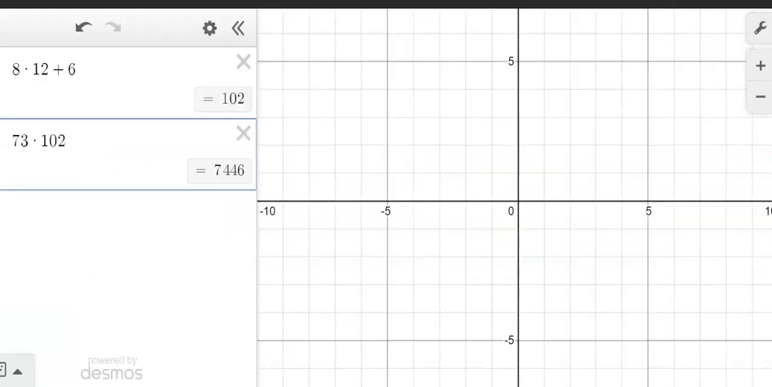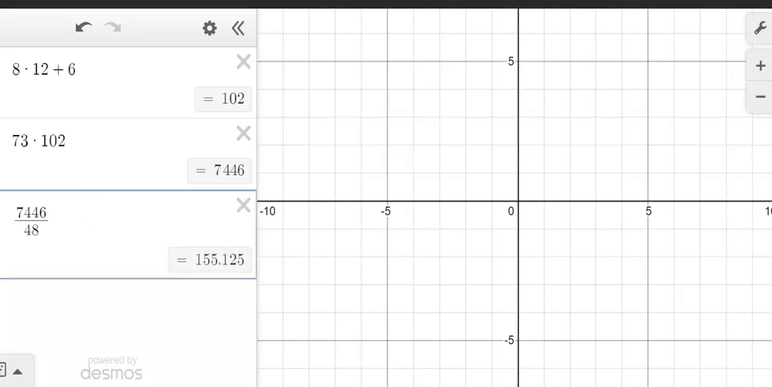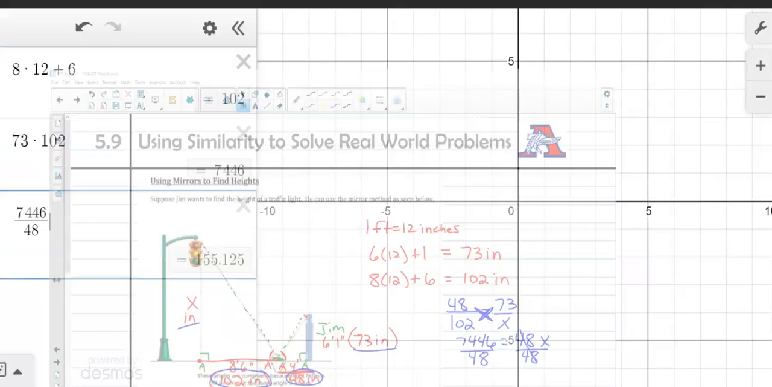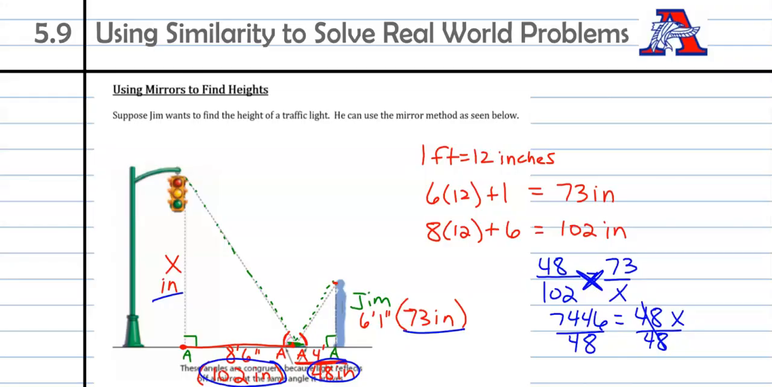Grab a calculator. And we get 155.125. And that's in inches. And that's fine if you leave your answer like that.